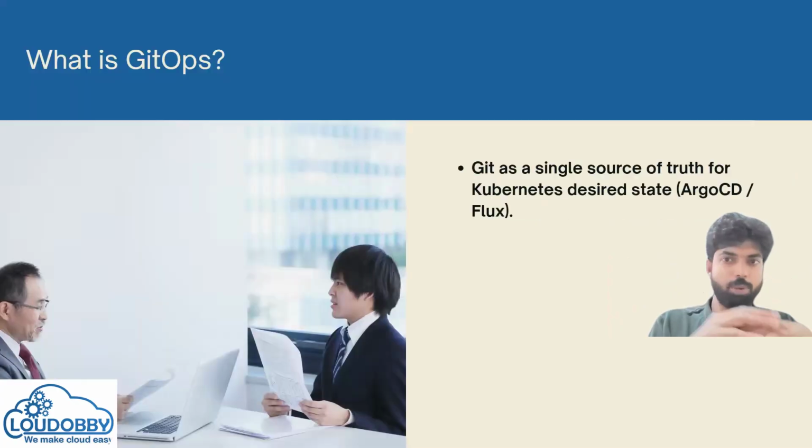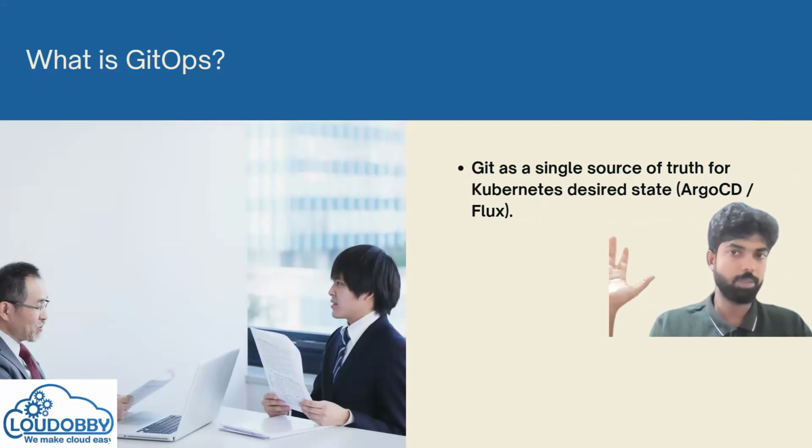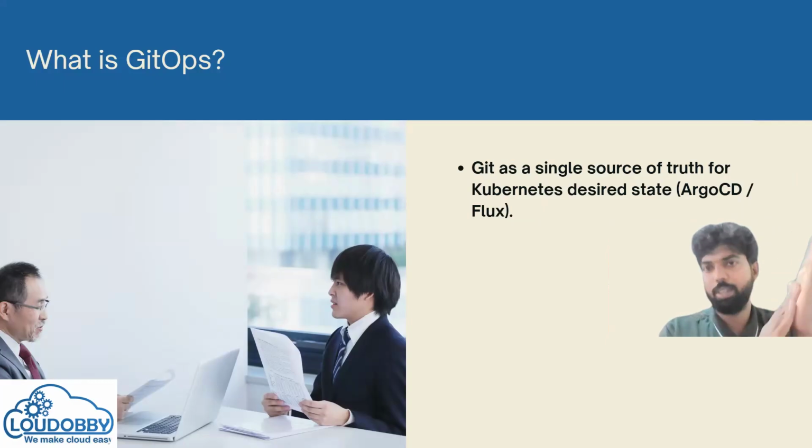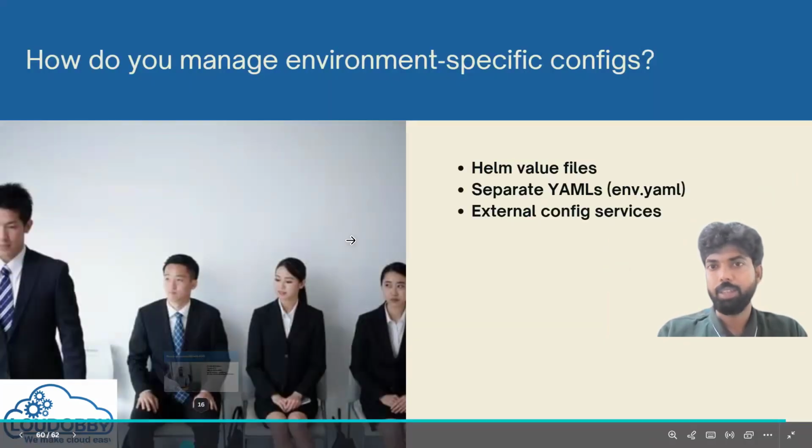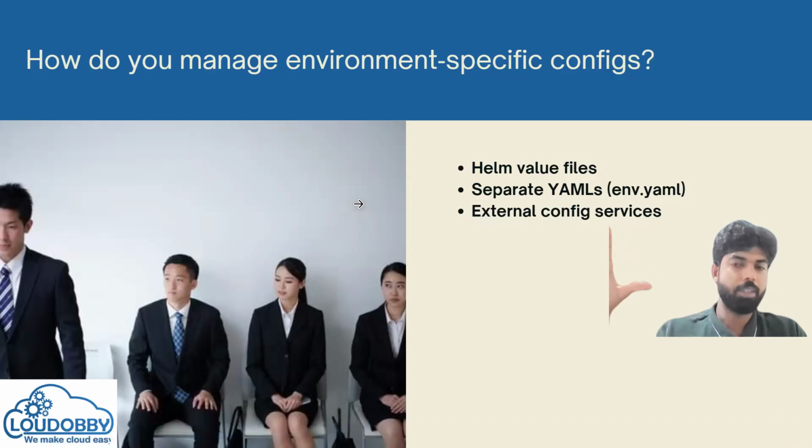Okay. What is GitOps? We always say it's a single source of truth, where ArgoCD refers to the Git repository. Flux is another tool. Flux and ArgoCD are two different GitOps tools for Kubernetes, which will check the Git source code and do the configuration in your Kubernetes. How do you manage the environment-specific configuration? Again, we already addressed this initially, but you have Helm values files, separate YAML for your environments: dev, SIT, UAT, and production. You always keep the configuration outside your deployment file or your application file.